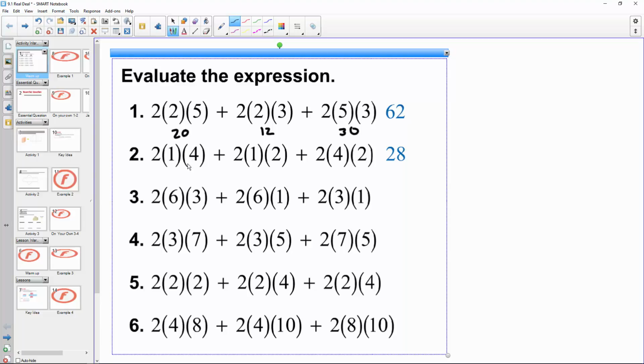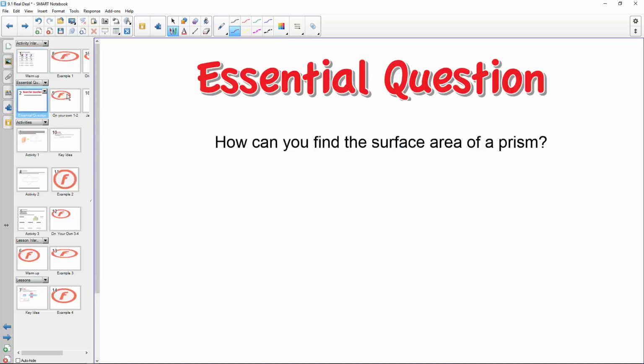I'm doing the same thing for all these. You'll notice the pattern is I have my numbers in parentheses right here, and they're all being multiplied by 2, aren't they? And there's a reason for it, and I'll get to that in a moment. But what we want to do first is figure out how do you find the surface area of a prism.